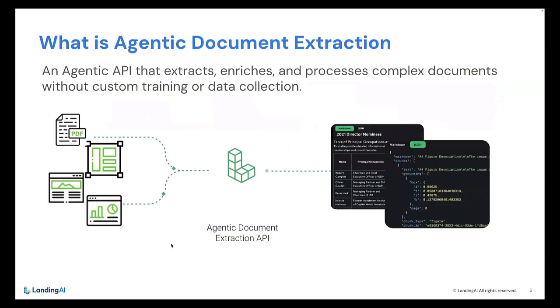So what is agentic document extraction? Fundamentally, it is this piece in the middle. It is an API. You're going to make a very simple API call to parse, and you're going to get back extractions, enrichments, and field extractions as well. So this is going to work with any sort of complex documents. It doesn't require custom training on the layout. It doesn't require any sort of advanced data collection. It just works out of the box.